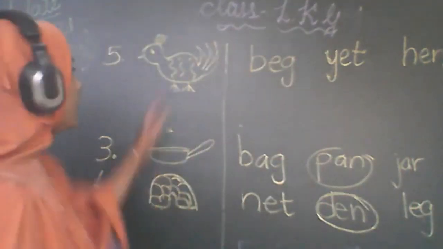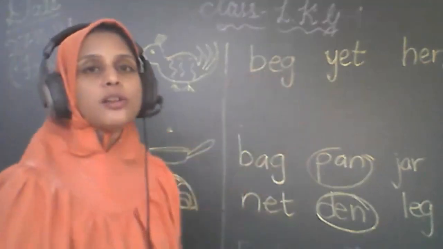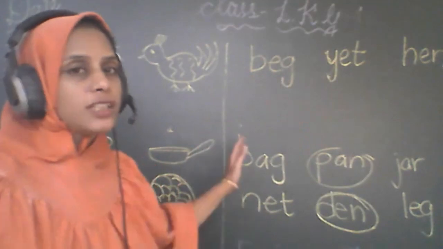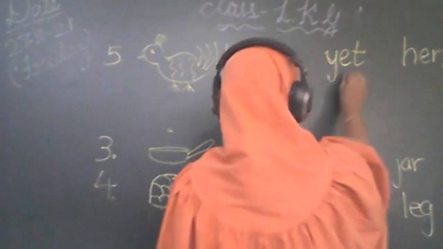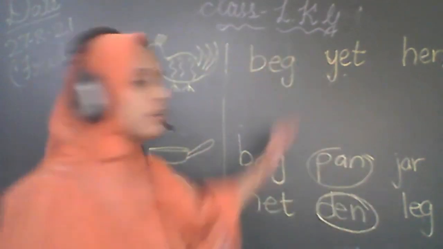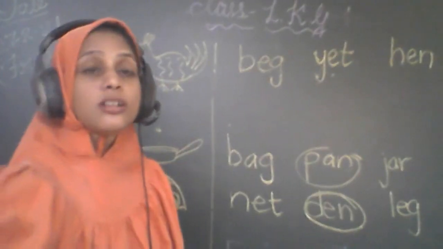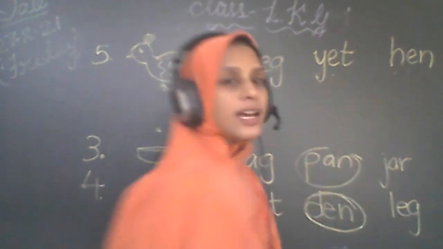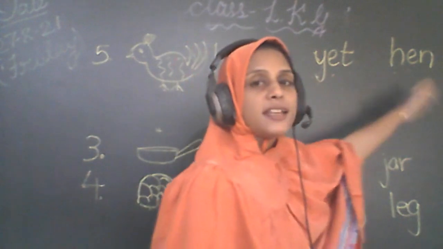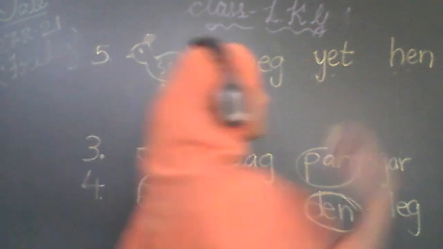Chalo, read. B-E-G. Beg. So this is wrong. It's a hen, it's not a bag. Come on. Next. Y-E-T. Y says yeah. Yeah at yet. So this word is also wrong. Now move further. आगे बढ़ो आप. H-E-N. H says her. Her and hen. Yes, this is the picture of hen. And the correct word for hen is here. So you have to encircle it.